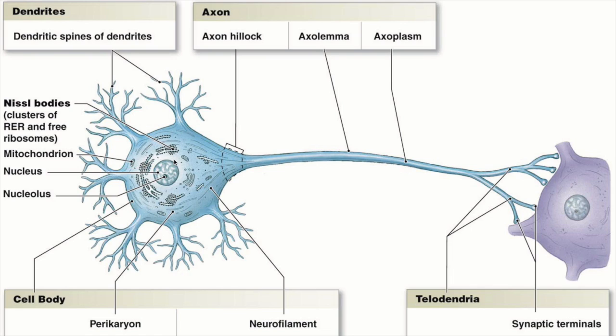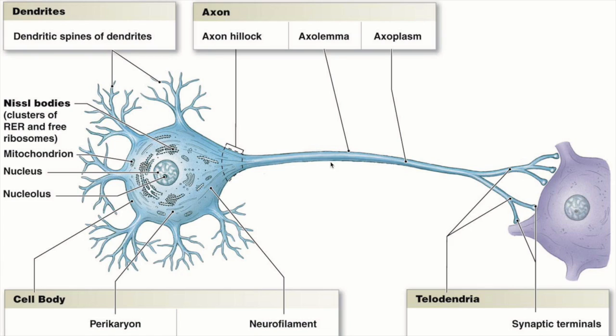Then the cell body contains most of the organelles. Some integration happens here. Neurotransmitters are chemical messengers, and they're produced here in the cell body. Neurofilaments are the intermediate filaments in a neuron. They provide structure to all these branched processes, and they're also used to transport things down these long axons.